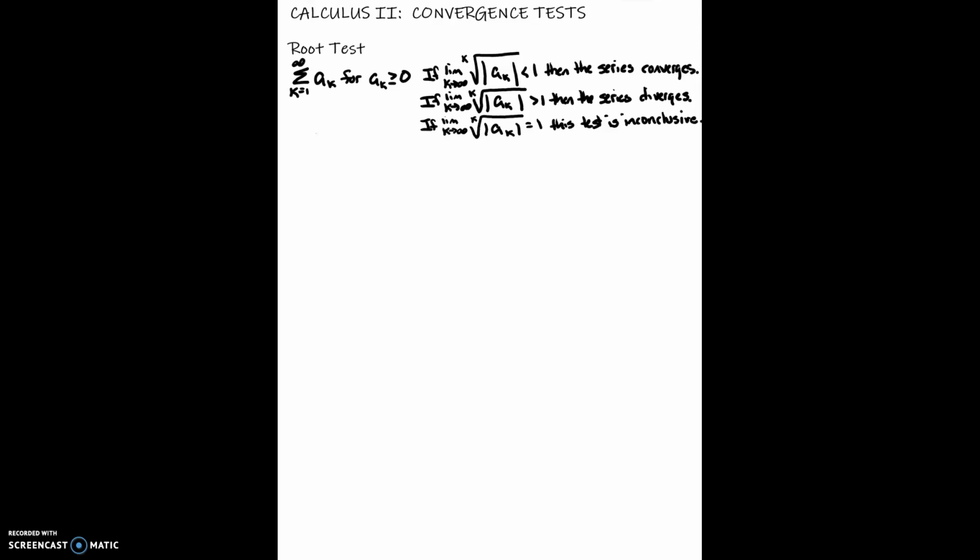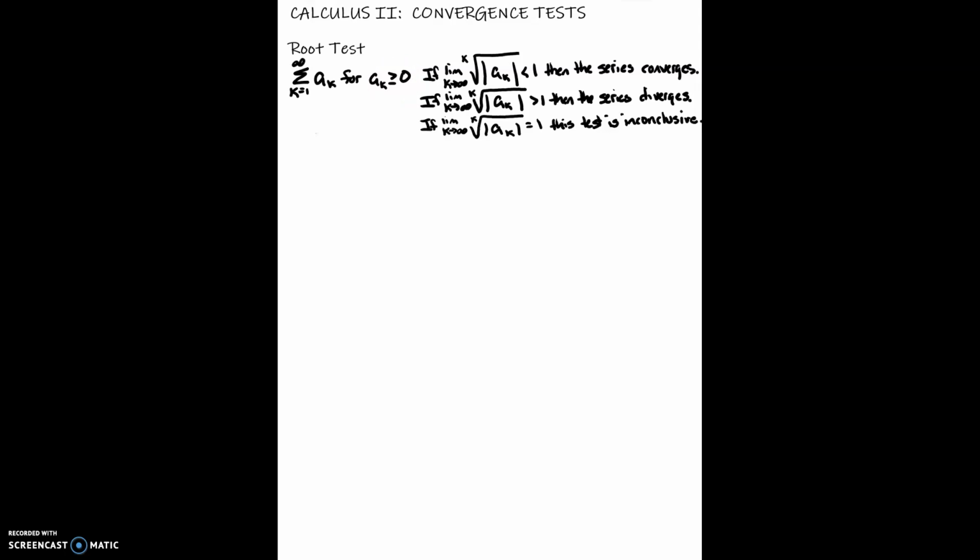Want to go over a convergence test? Want to specifically look at the root test. Not going to go over why the root test works, just want to make sure you understand how to use it. First thing, we're going to look at a series. In this case, it's the sum as k goes from 1 to infinity of some general series, a sub k. Make sure that you recognize that for the root test, a sub k has to be greater than or equal to 0. So the terms of the sequence must be non-negative.